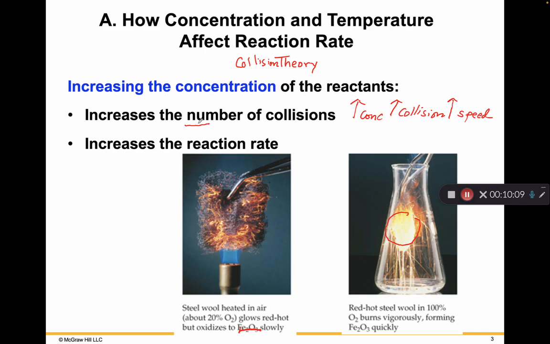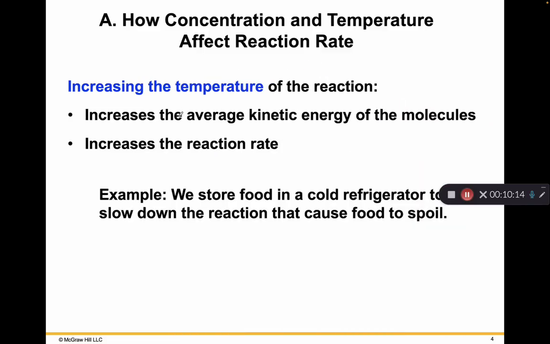Now let us look at how the temperature affects the reaction rate. Whenever we increase the temperature, it will increase the kinetic energy of the molecules. And whenever we have higher kinetic energy of molecules, more molecules will cross the energy barrier.